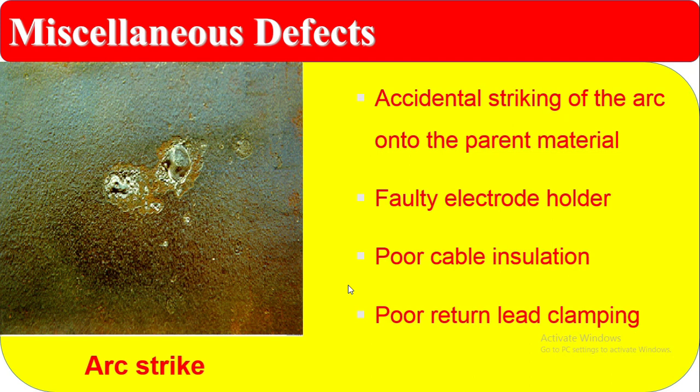Faulty electrode holder: if the electrode holder is wrong, means the positive and negative connection is a problem, not rigid properly, then definitely arc strike can be generated. Poor cable insulation: if the cable insulation is poor, then arc strike can be generated. Poor return lead clamping: if the clamping is not proper, you have to check it properly by an electrical engineer or electrical technician. If there is a problem, you have to replace it with a new one to prevent arc strike.